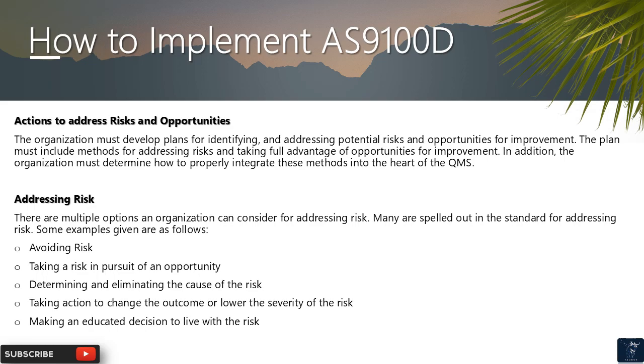Addressing risk. There are multiple options an organization can consider for addressing risk. Many are spelled out in the standard. Some examples given are as follows. Avoiding risk. Taking a risk in pursuit of an opportunity. Determining and eliminating the cause of the risk. Taking action to change the outcome or lower the severity of the risk. Making an educated decision to live with the risk.